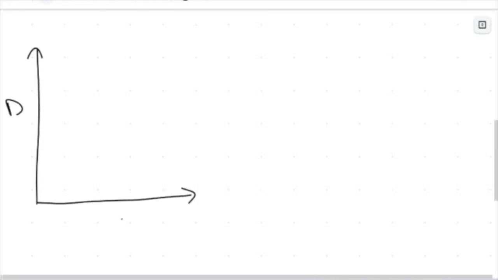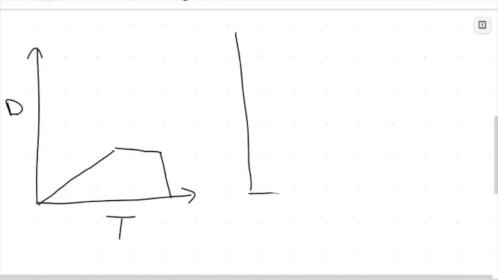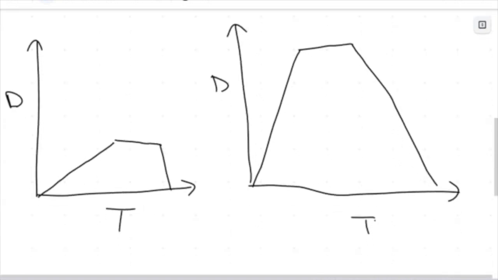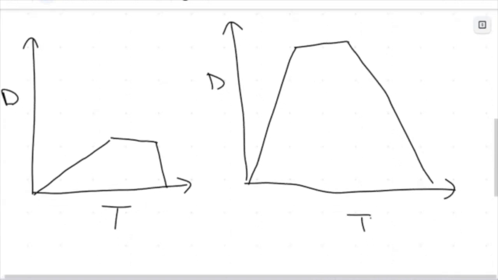It's my distance and my time. And here I'm going to do this particular thing here, and then I'm at rest, and then I go back down. And on this graph, I have my distance, I have my time. Here I've gone like this, and I come back down. And I want to compare these two graphs here.